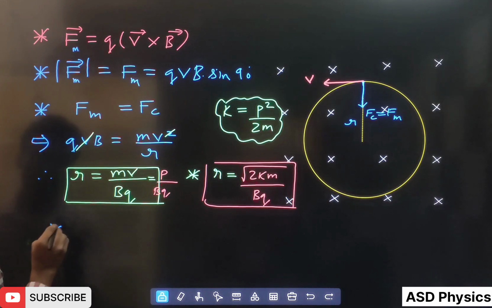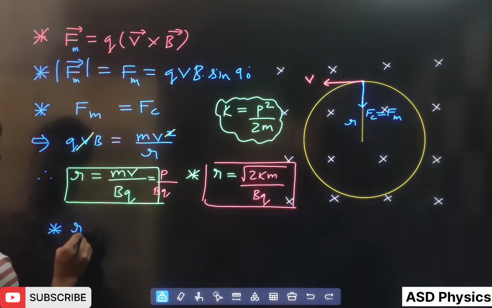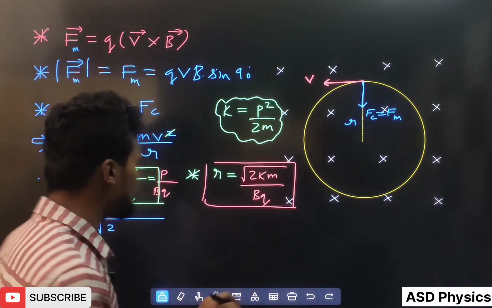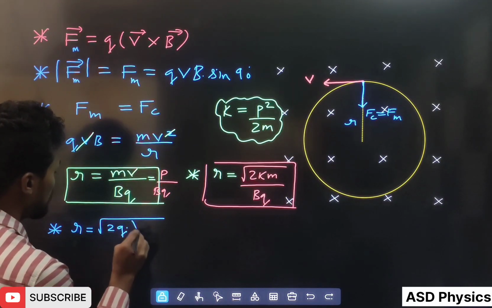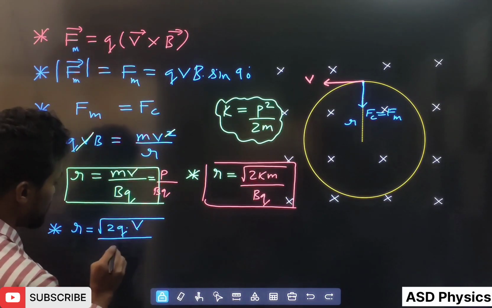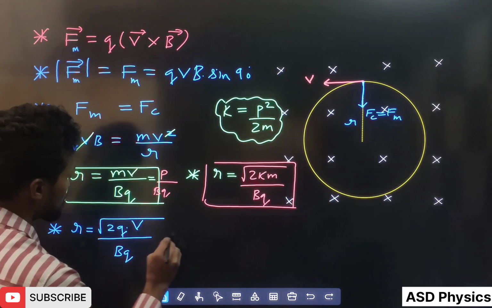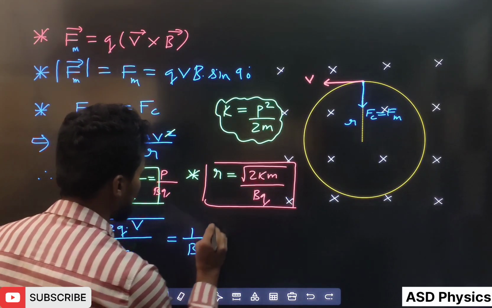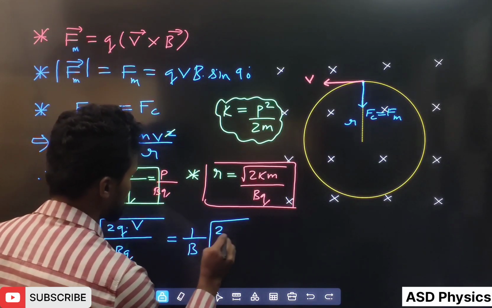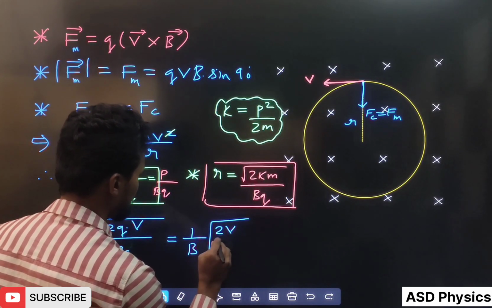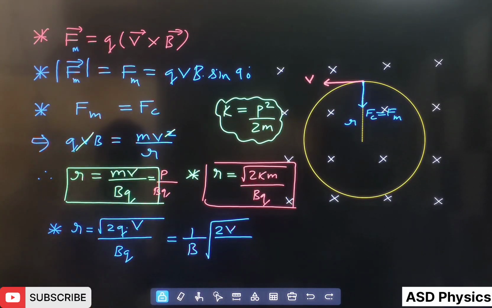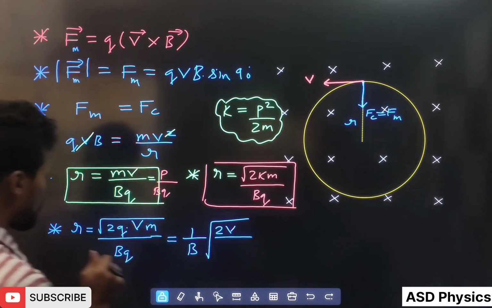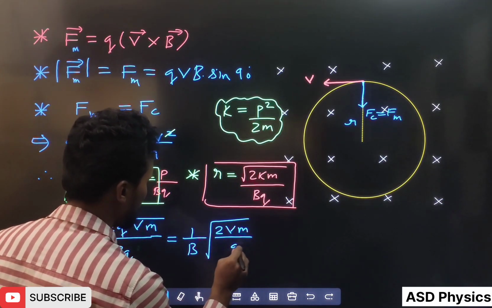Third one, students. If I talk about the next one, what can we write here? See, R equals root K, which is given here as Q into V, Q into V by BQ. Okay, students, when you simplify this, what will come here? 1 by B, and here it will come root 2V. Correct? One more is there. See, M is left. So it will come here root 2V M by Q.